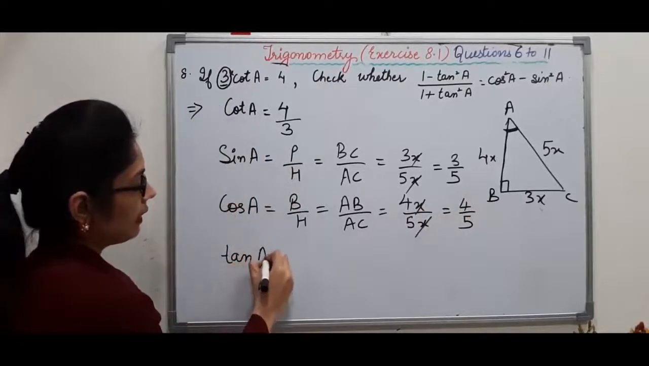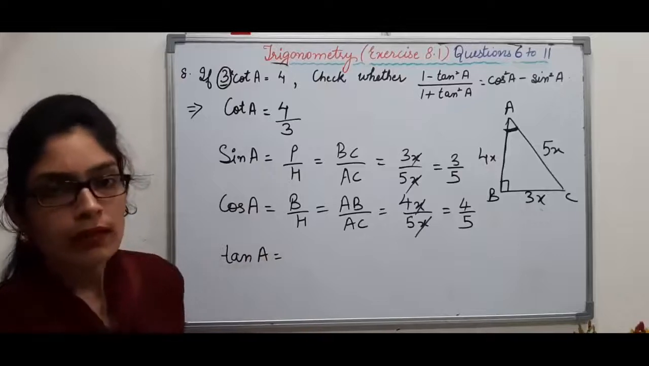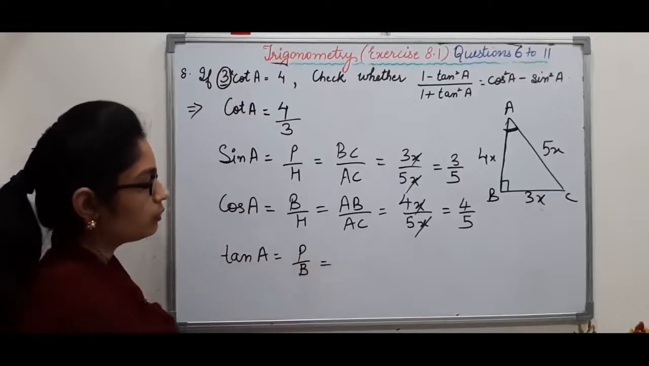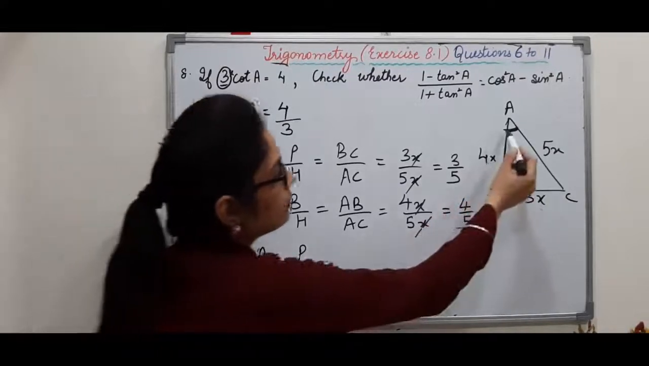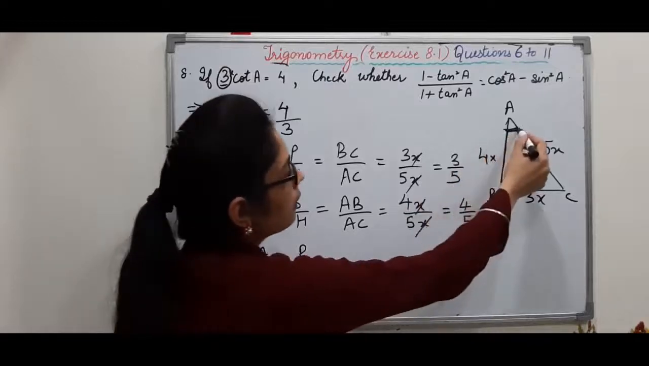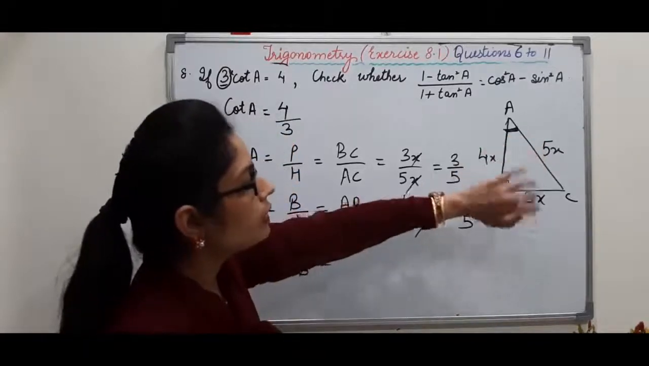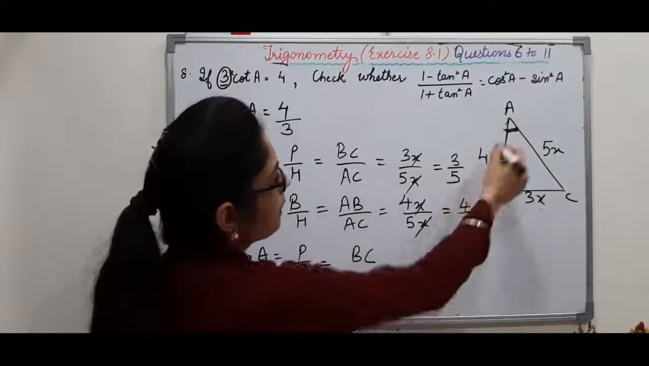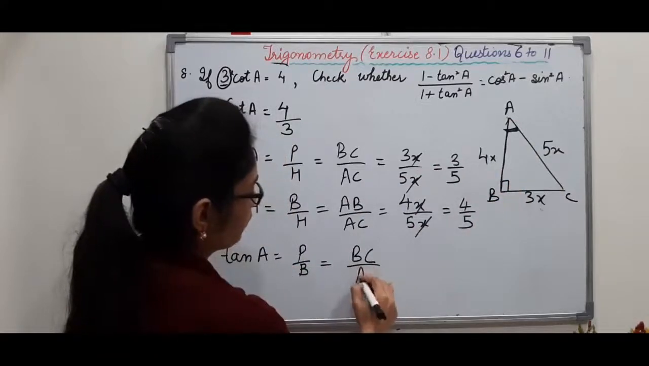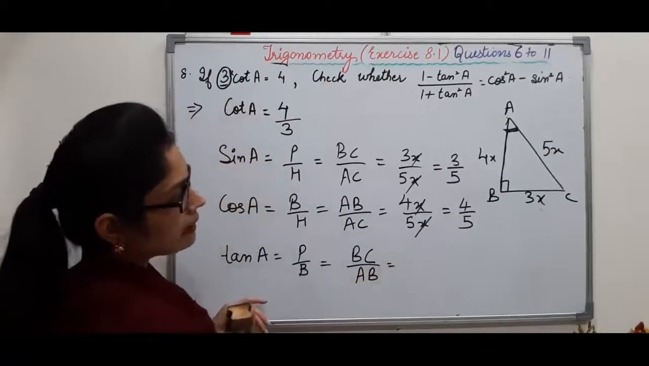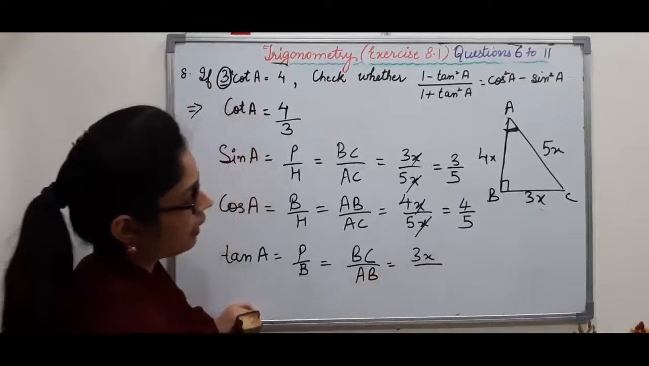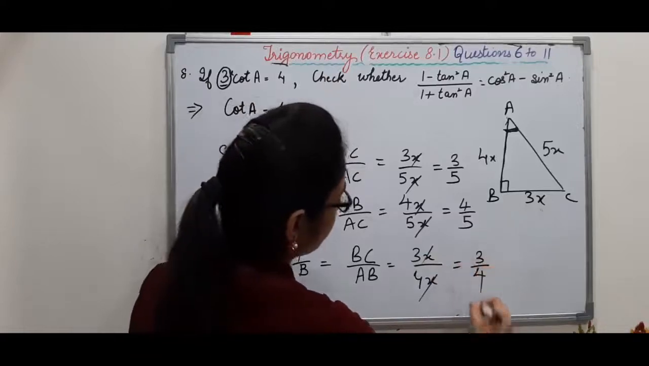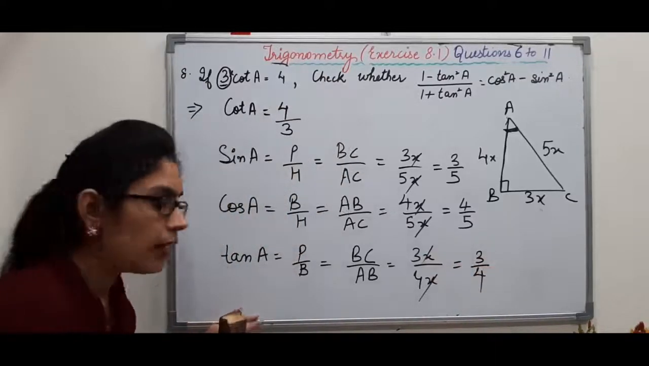Now tan A. If you want directly, you can write tan as perpendicular over base, because we know it's perpendicular over base. With respect to angle A, the opposite side is BC. So BC is the perpendicular, and the base, this adjacent side, is AB. BC is 3x and AB is 4x. This and this will get cancelled. So we will get 3 by 4. So in this way also you can find the value of tan A.